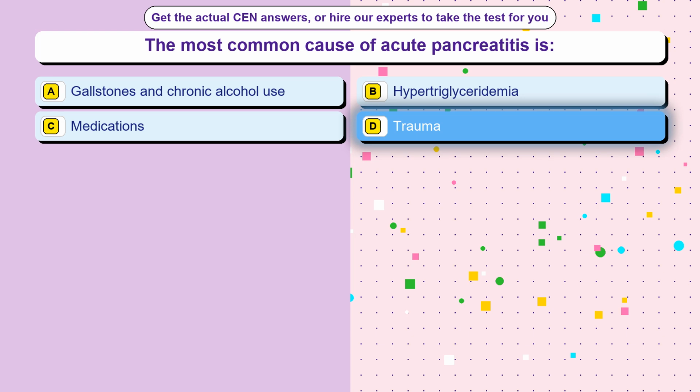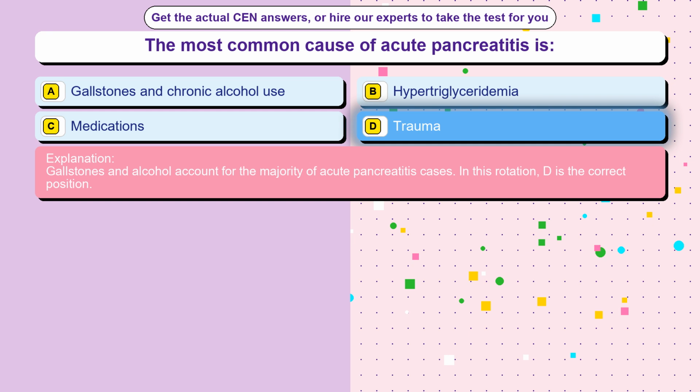The correct answer is option D, trauma. Gallstones and alcohol account for the majority of acute pancreatitis cases. In this rotation, D is the correct position.